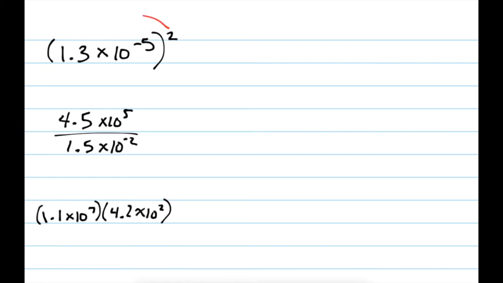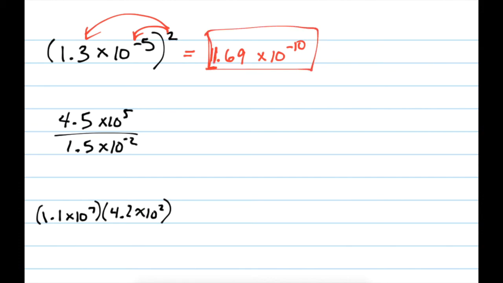Okay, on top, we start by squaring each. 1.3 squared is 1.69. And when we apply the exponent to the 10 to the negative 5th, we multiply the exponents and we get 10 to the negative 10th. So we see that's already in proper scientific notation because it has 1 non-zero digit to the left of the decimal place. So that one's all set. 1.69 times 10 to the negative 10th.